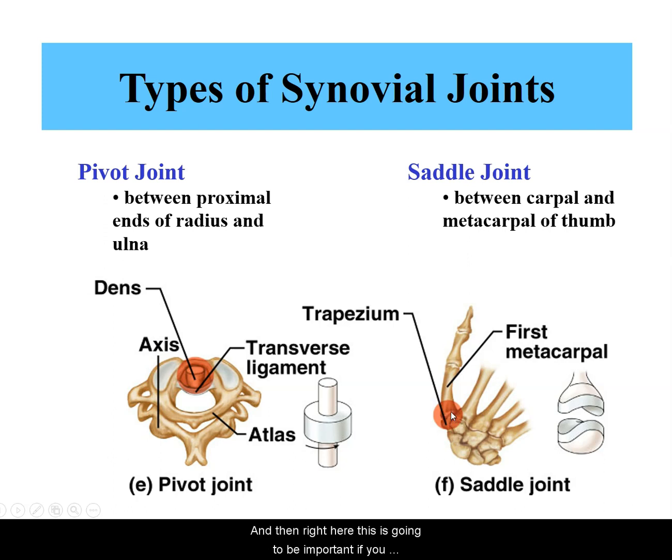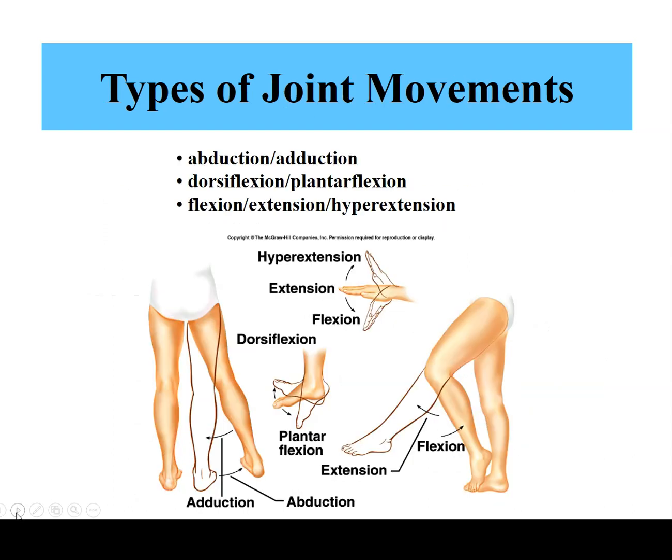And then right here, this is going to be important if you have to label this in lab to know and realize where that saddle joint is. But again, the pinching of those, or placing the thumb and the fingers together, that pinching motion is allowed by this saddle joint, which makes us separated from other animals because of our dexterity.